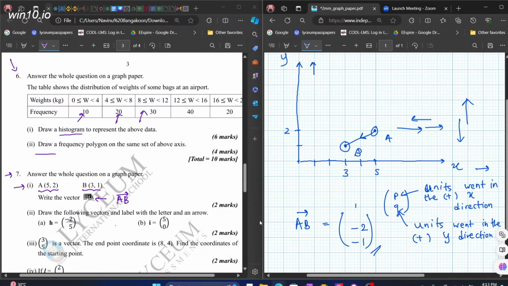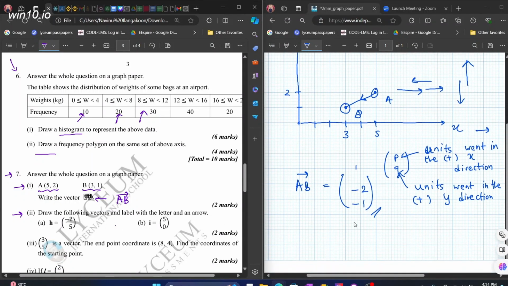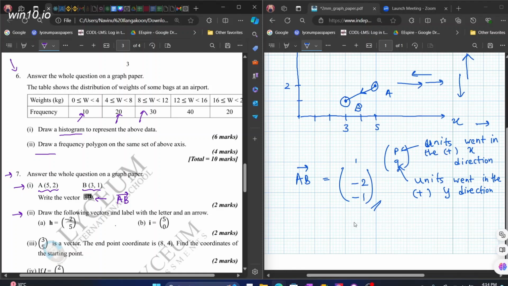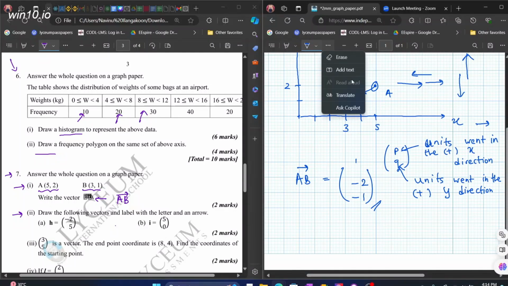Okay. Now the second part. Draw the following vectors and label with the letter and an arrow. H is, let me erase these things.